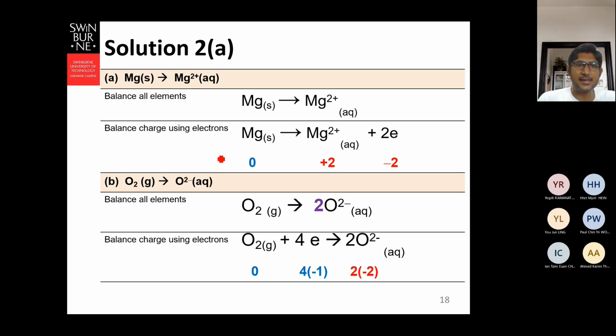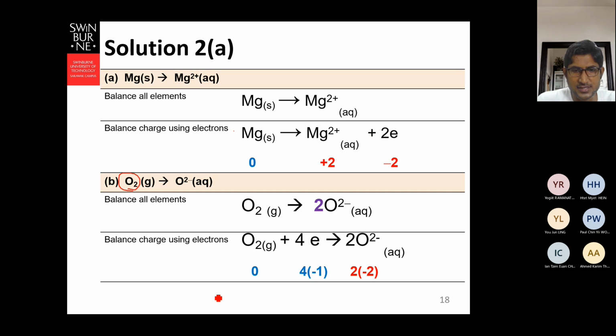Okay, so magnesium. This is oxidation going on, right? Magnesium is losing electrons, these 2 electrons it is losing. One magnesium is losing 2 electrons, but for oxygen, 1 atom of oxygen needs 2 electrons. So there are 2 atoms of oxygen here, so I need 4 electrons, as I said. So I have to multiply.